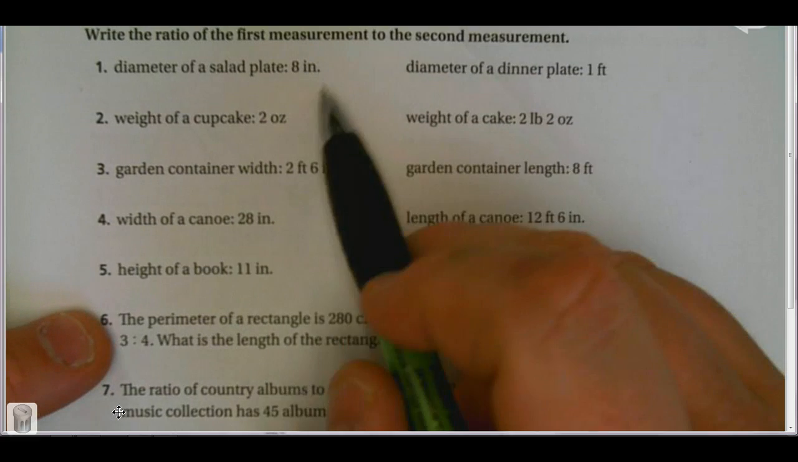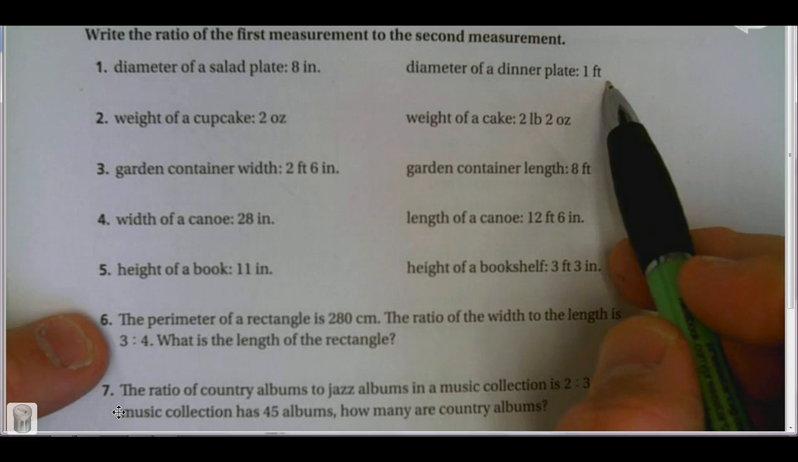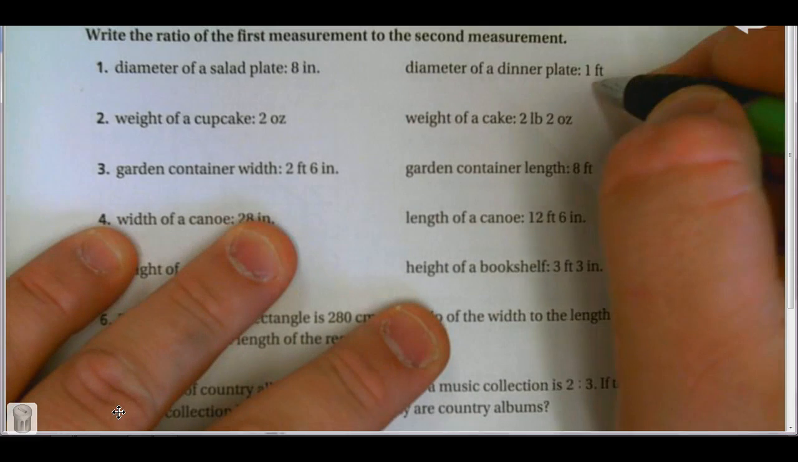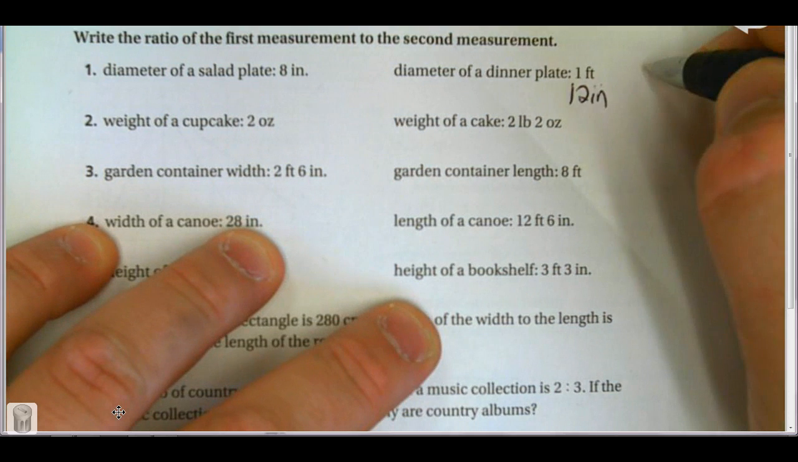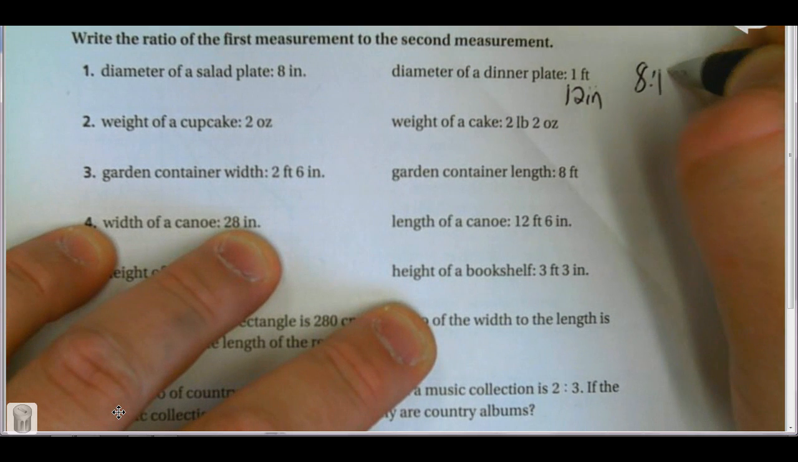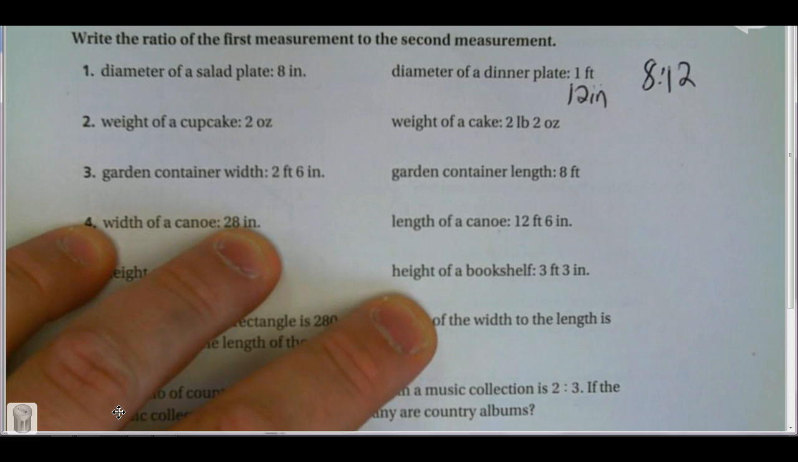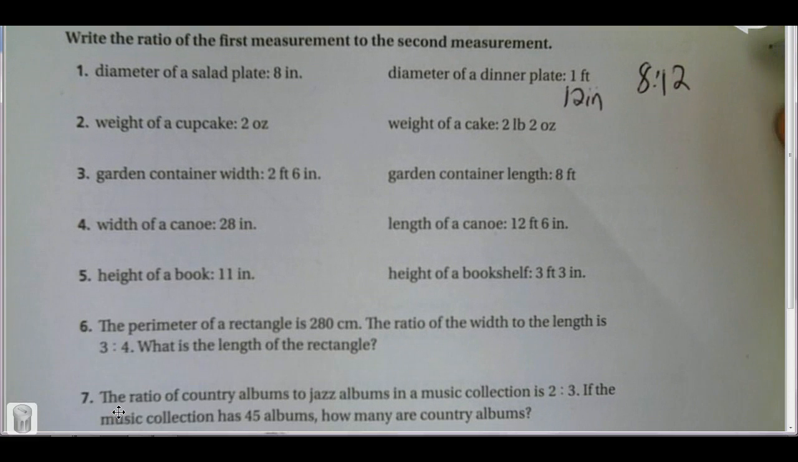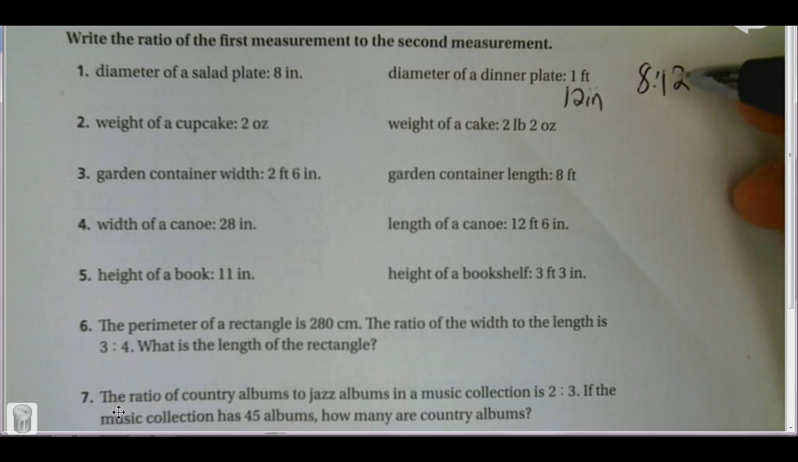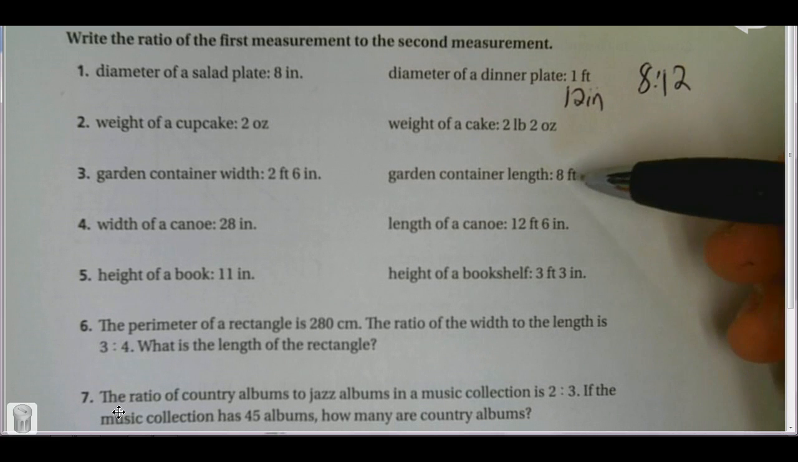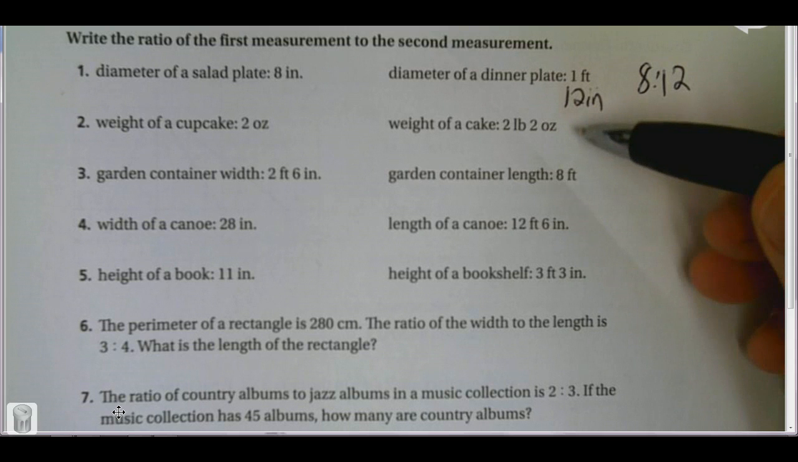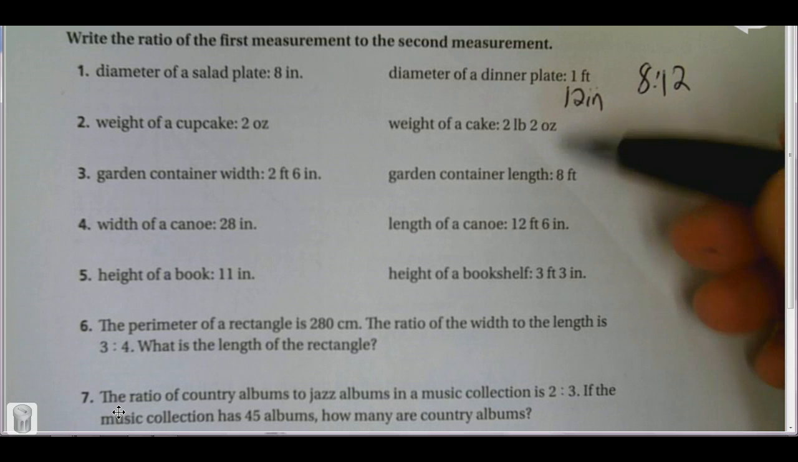If a salad plate is 8 inches and a dinner plate is 1 foot, well, 1 foot is 12 inches. What's the ratio? Well, it's 8 to 12. Can that be reduced? It can. Hopefully you'll be able to find the answer. A couple things that you're going to have to know again is 12 inches in a foot, so you're going to have to do some calculation. The other thing you're going to have to know is there are 16 ounces in a pound.